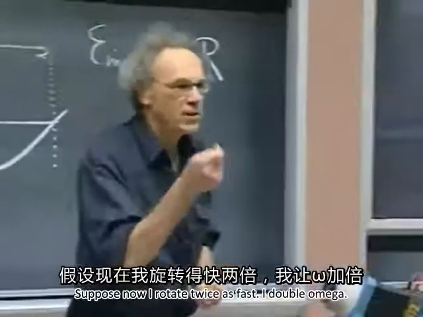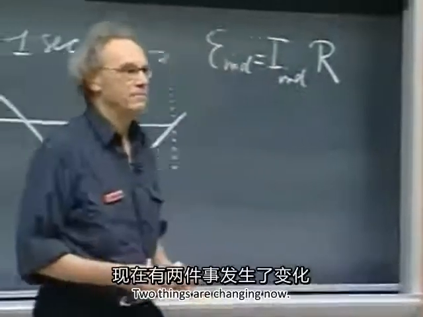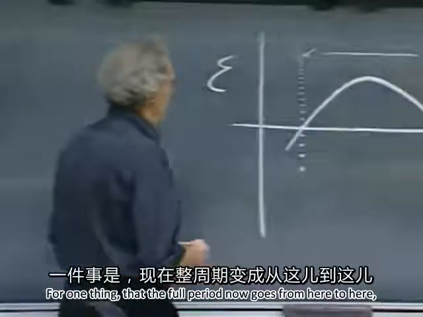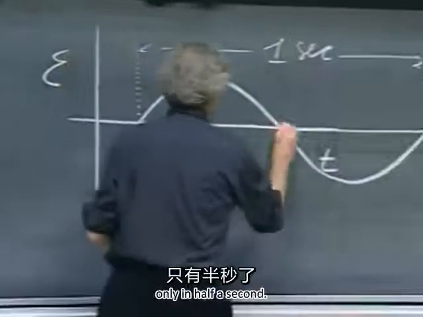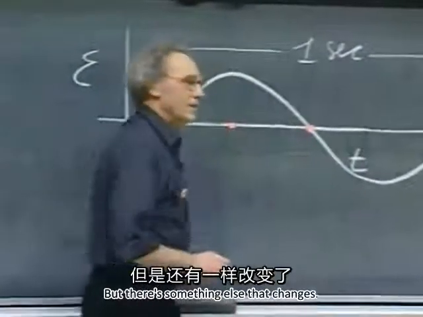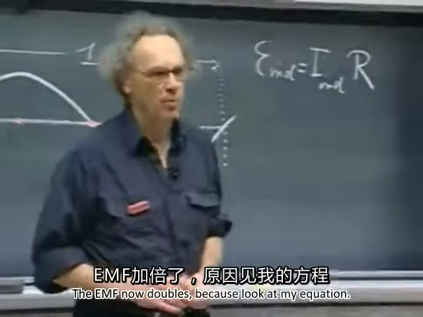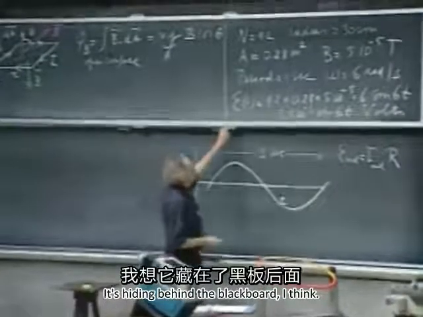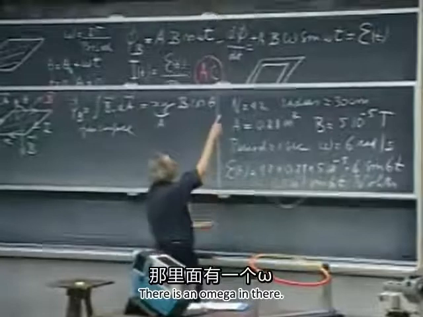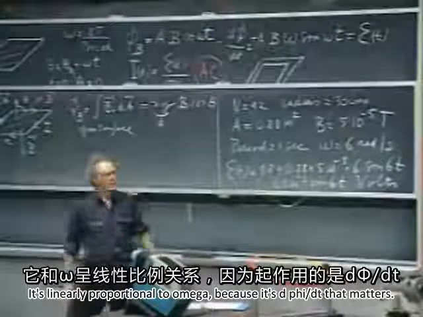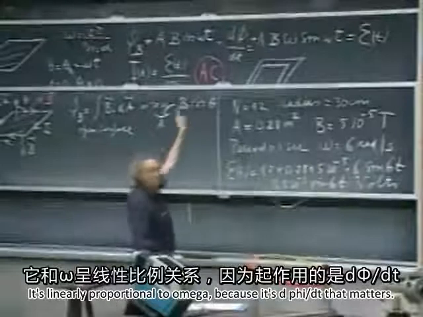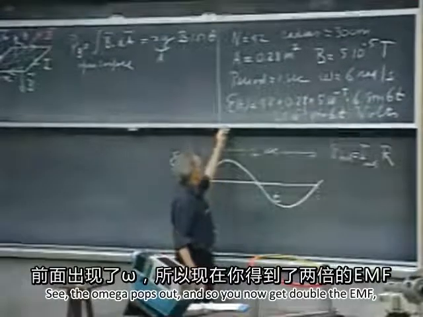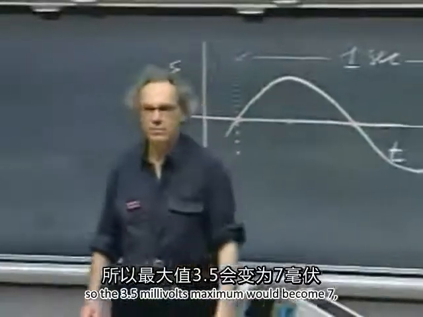Suppose now I rotate twice as fast. I double omega. 2 things are changing now. For one thing, the full period now goes from here to here only in half a second. But there's something else that changes. The EMF now doubles, because look at my equation. It's hiding behind the blackboard, I think. There is an omega in there. It's linearly proportional to omega, because it's the dPhi/dt that matters. So the omega pops out. And so you now get double the EMF. So the 3.5 millivolts maximum would become 7.